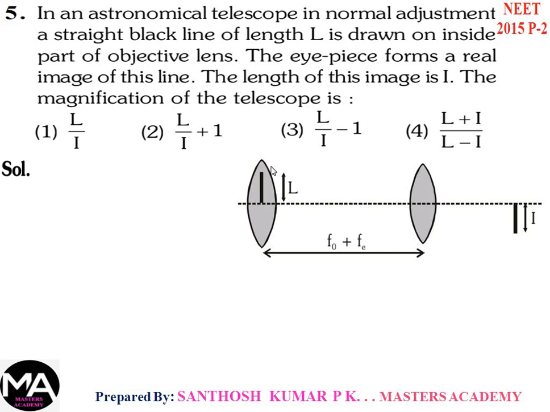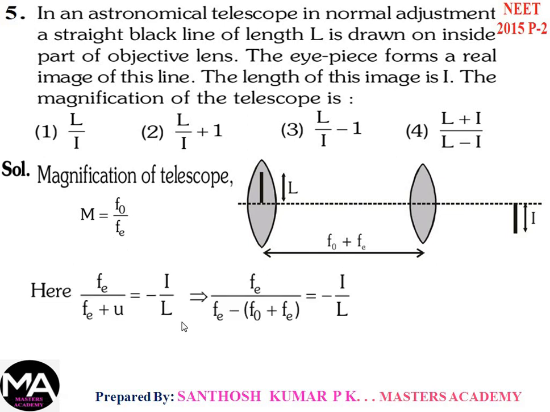So you know that in a telescope, the objective lens will have a larger diameter. So they have given a straight black line of length L drawn on the inside part of the objective. This is the straight line of length L drawn. So the eyepiece forms a real and inverted image I. Okay, the length of the image is I. So we know that the magnification of the telescope is given by M is equal to F naught by Fe, that is, the focal length of the objective by the focal length of the eyepiece.